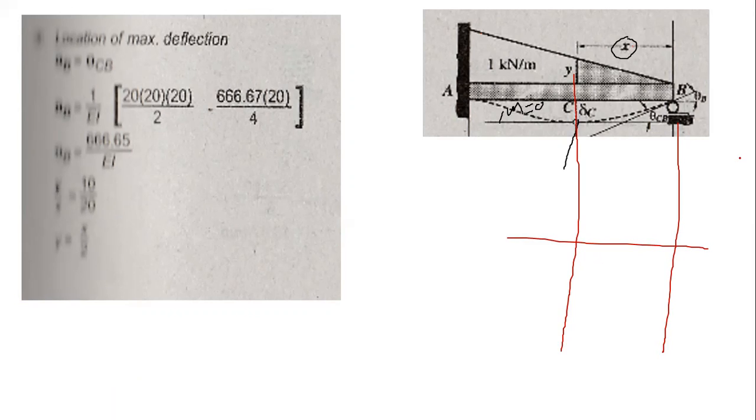So, earlier, we already calculated here the reaction. The reaction is equal to 20. So, this one is 20x, right? So, if this is x, this is y. How do we get the relationship of y and x? Ito meron dito, ilan ba? What's the load of 10? This is 10 kilonewton meter. Okay? This is 10 kilonewton meter.